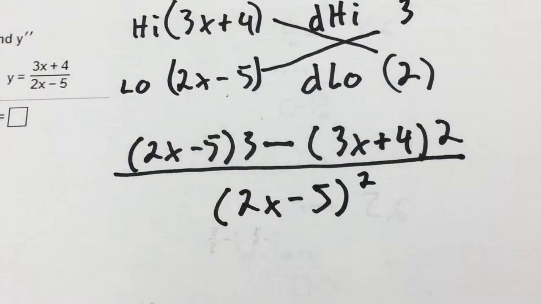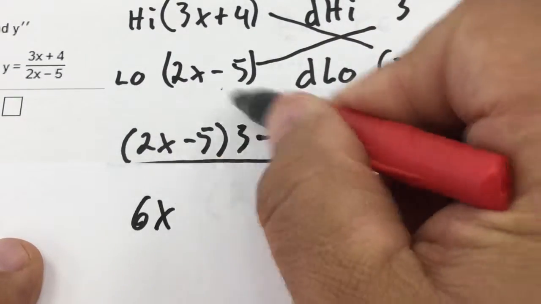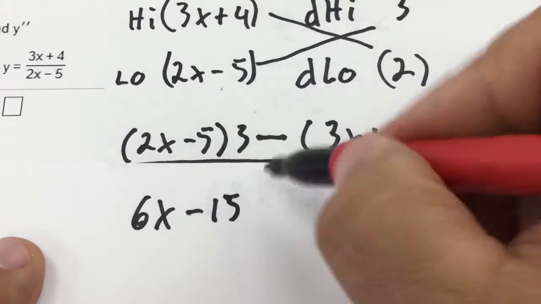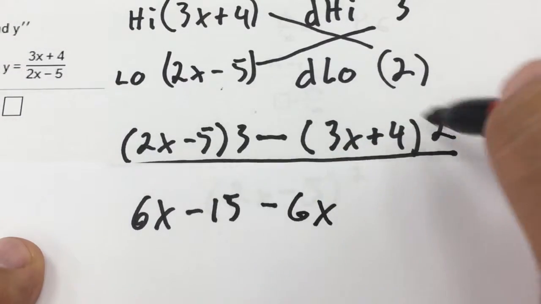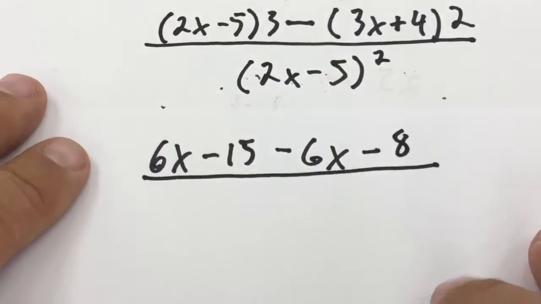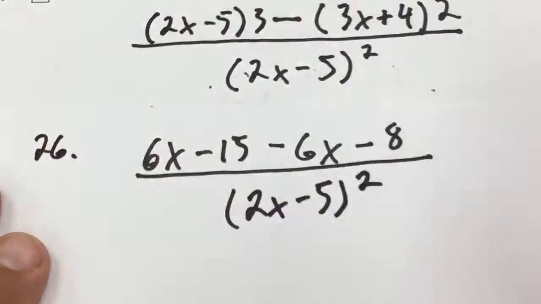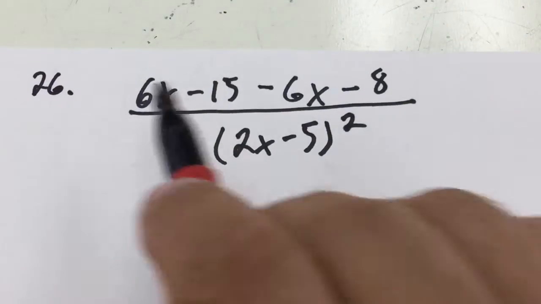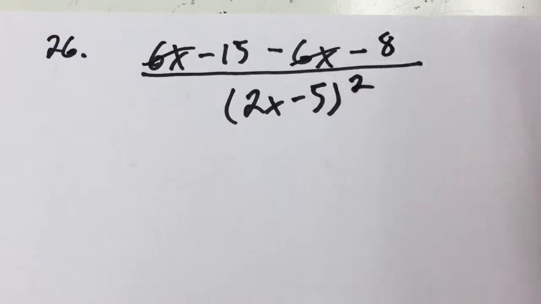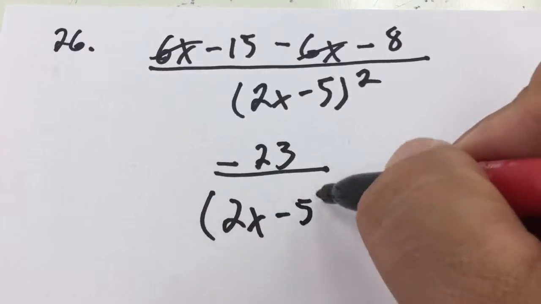Now I'm going to simplify this numerator. When I do that, that's going to give me 3 times 2x is 6x minus 15. Distribute the 2 and the negative. So negative 2 times 3 is negative 6x. Distribute the 2 and the negative, so that's going to be minus 8, all over 2x minus 5, the quantity, squared. I'm continuing to simplify. So 6x minus 6x eliminates. Negative 15 minus 8 is negative 23. So that's going to give me negative 23 over 2x minus 5 squared.